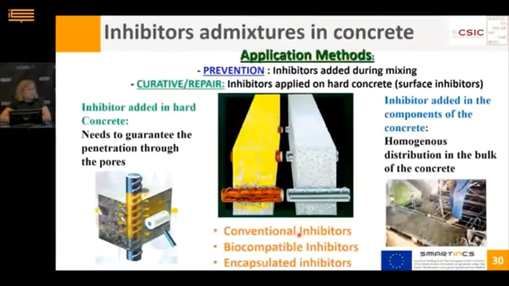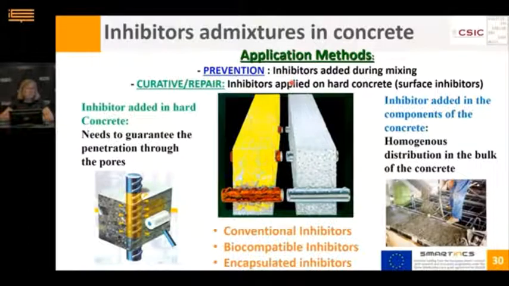What about the other method, the use of inhibitors as admixtures in concrete? Two applications can be considered for this type of admixture. One as a prevention method, that means inhibitors are added like an admixture during the mixing, and the other considered as a curative or repair method. That means applying the inhibitor on the surface.